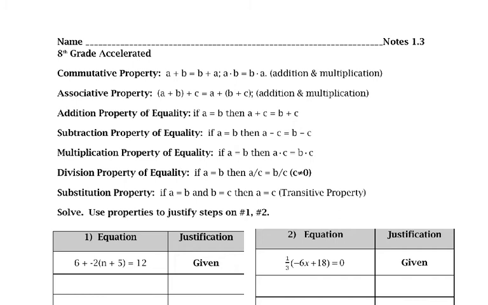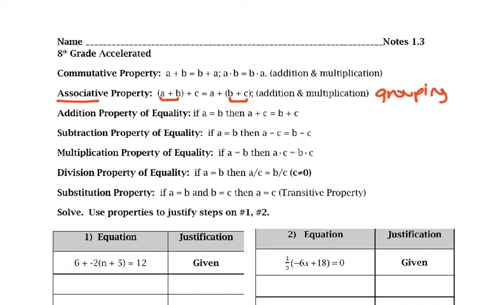Okay, the next one is the associative property, and that says that if you are doing A plus B first and then you add C, that's going to give you exactly the same result as if you do B plus C first and then you add A. And this will work again for addition and multiplication. So again, it just doesn't matter how you group it. This has to do with grouping.